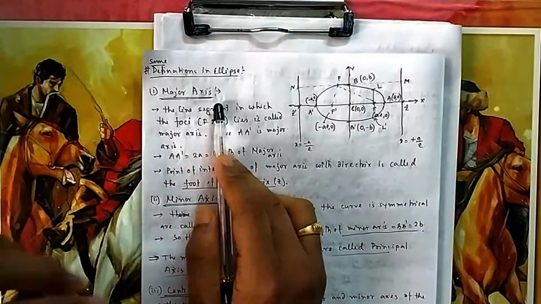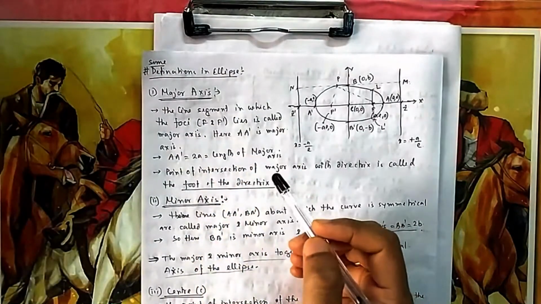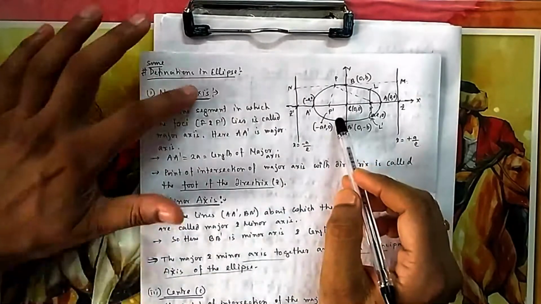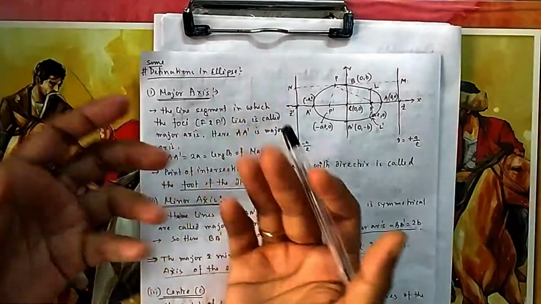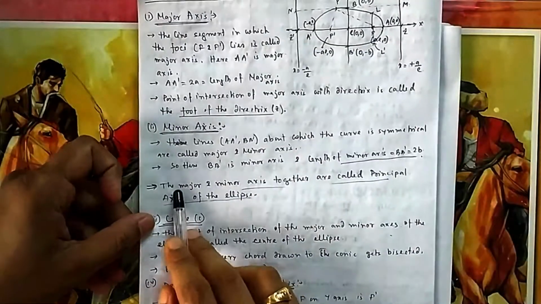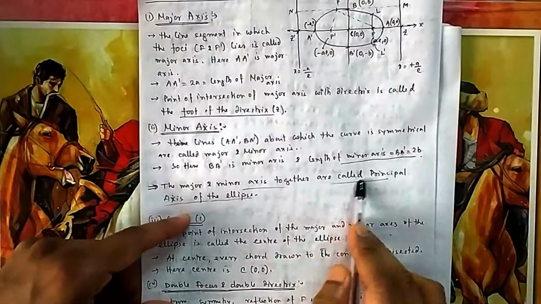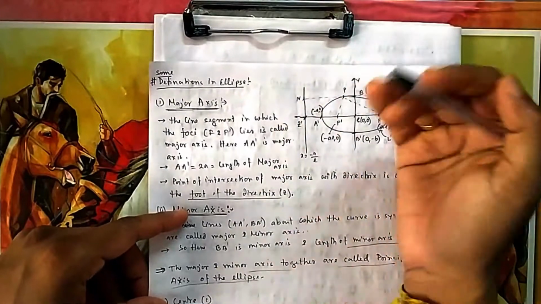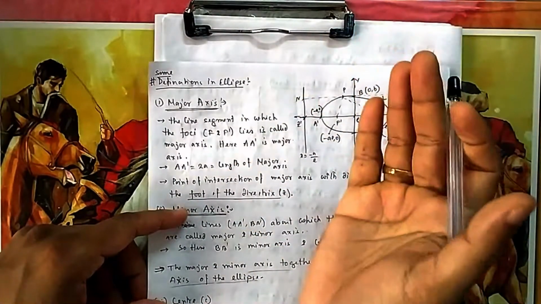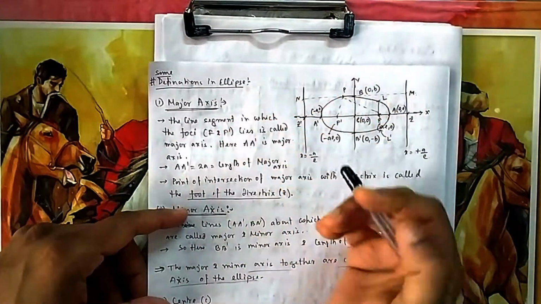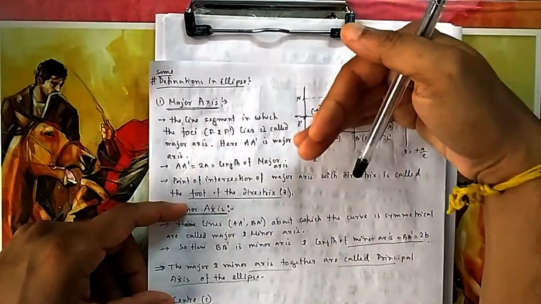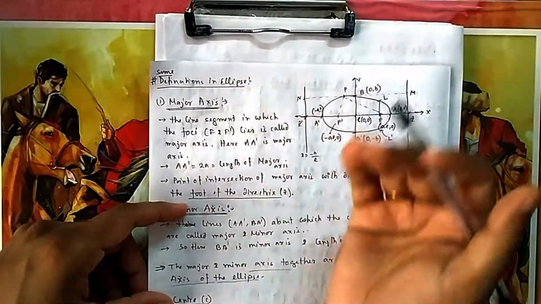Now what is the major axis? You will find first two things, major and minor axis. These are the line segments which are axes, those axes around which it is symmetrical. Major and minor axis together are called the principal axis. They are known as the principal axis because around them the curve is symmetrical. In parabola you have seen it is symmetrical about one axis. So here there are two axes around which it is symmetrical. Around x axis also it is symmetrical, around y axis also symmetrical.